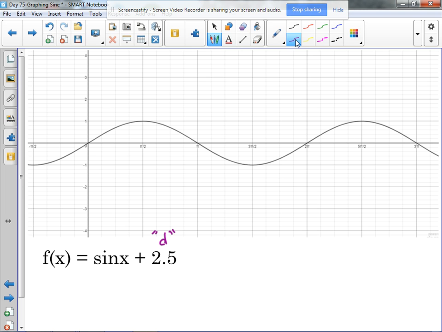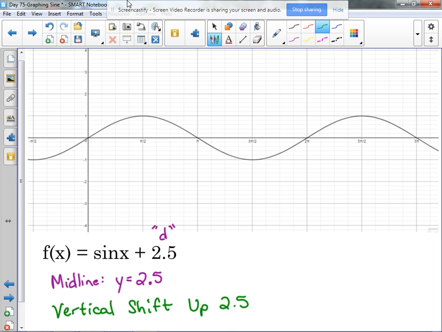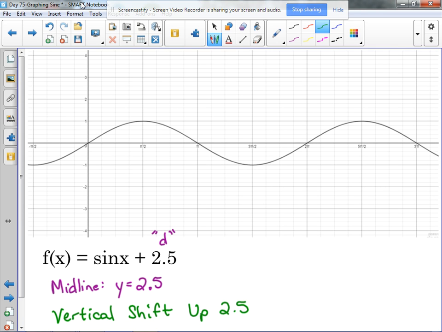Our midline, instead of being at y equals 0, is now going to be at y equals 2.5, or you may see that described as a vertical shift. In this case, we're going up 2.5 units. So we just take the entire function and move it up 2.5 units.